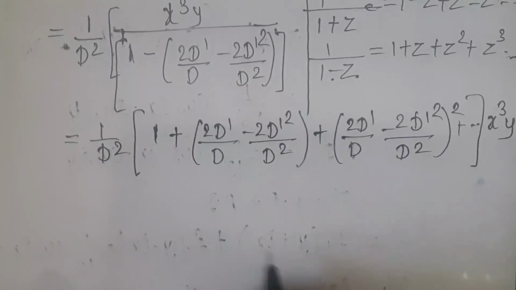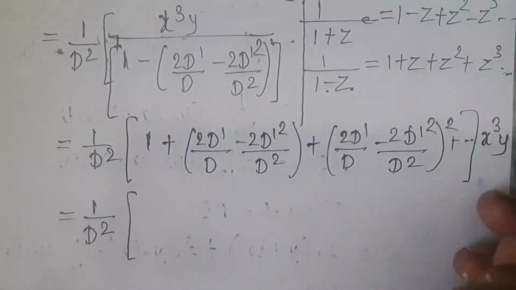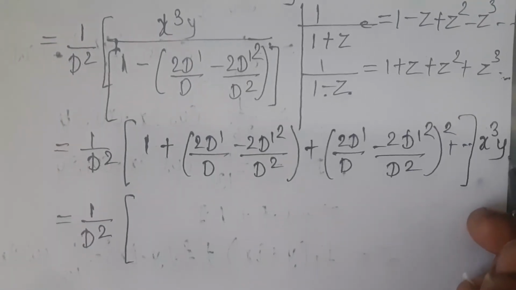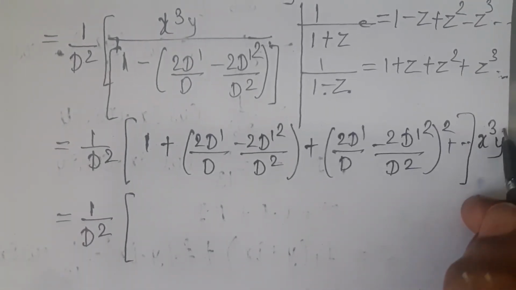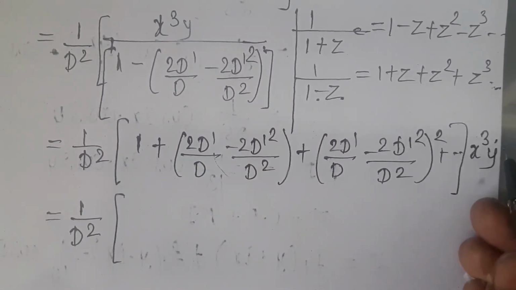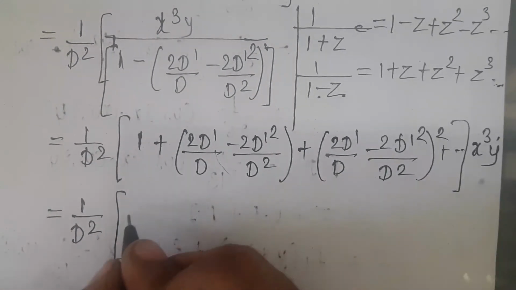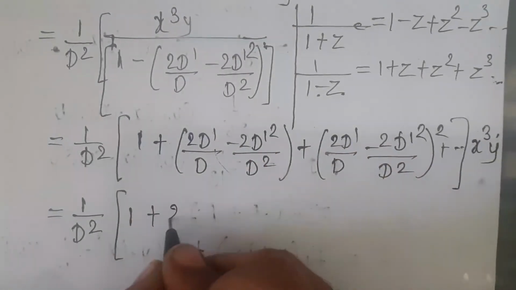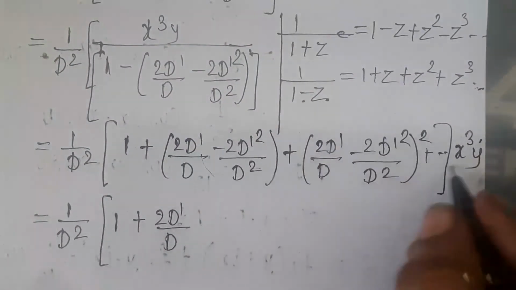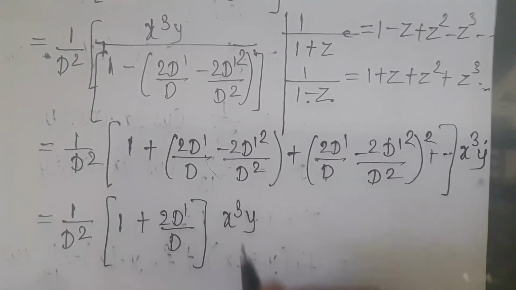Okay, so this is 1 upon D square as it is. Now what is the power of x cube? It is 3 and power of y is 1. So we observe the power of y here, because in numerator we have D dash. So observe power of y and it is 1. So we want terms up to power of D dash equal to 1, not more than that. So it is 1 plus, the second term we want, which is 2D dash by D. But the third term is a square. Then if we find out the bracket square, all terms become squares. So we don't want the remaining terms. So we neglect them, and multiply by x cube multiplied by y.